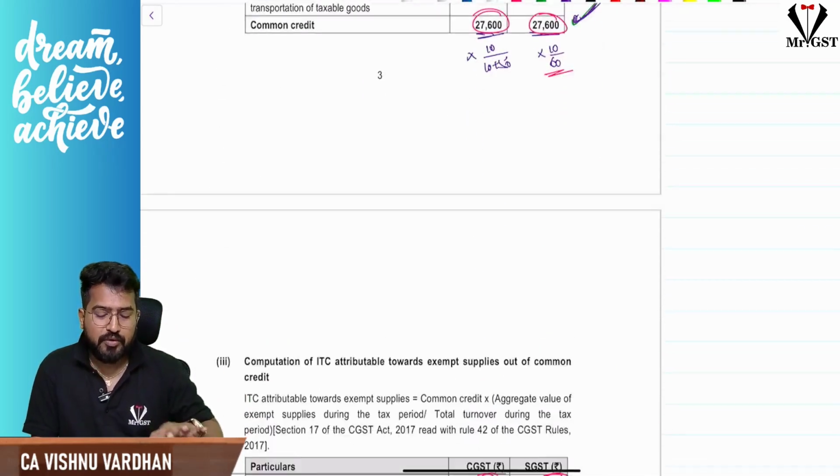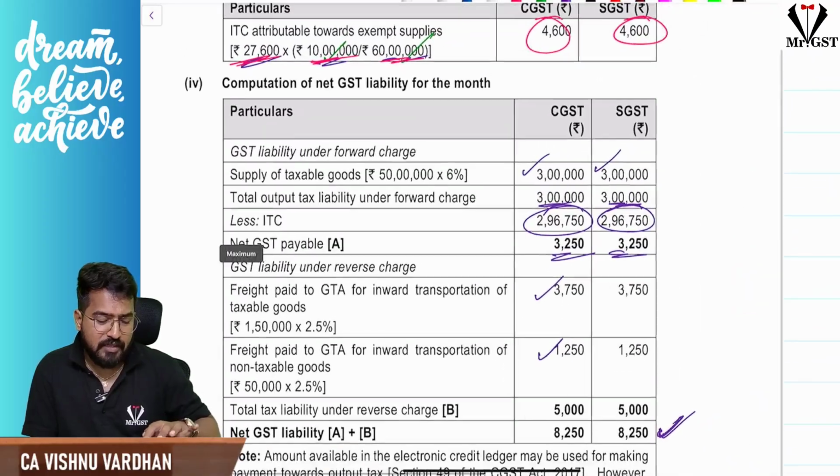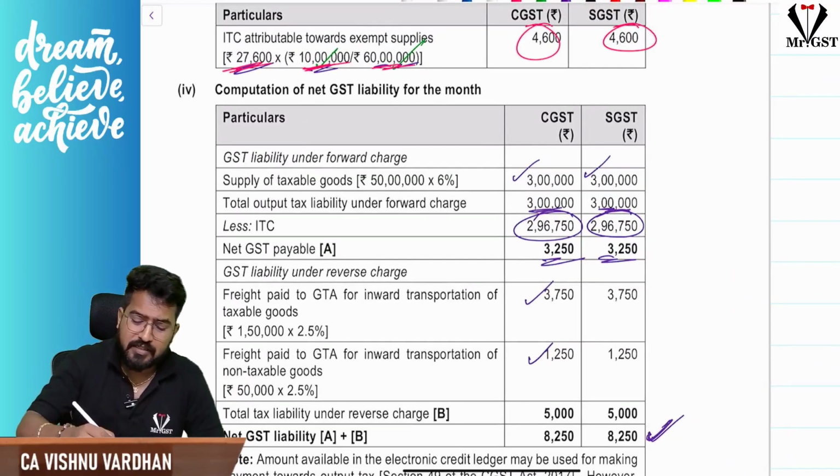Now we will take that and set off the tax liability. We know only taxable sales are 50 lakhs, so 3 lakhs will be the GST liability. From that, if you minus the ITC, this is the net GST payable.